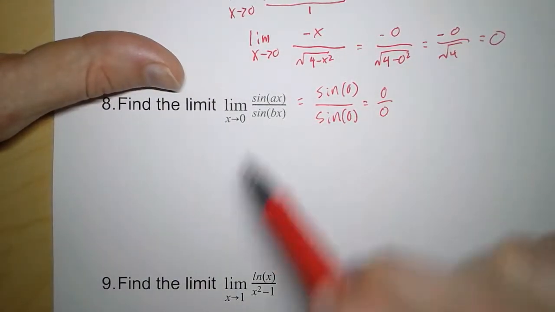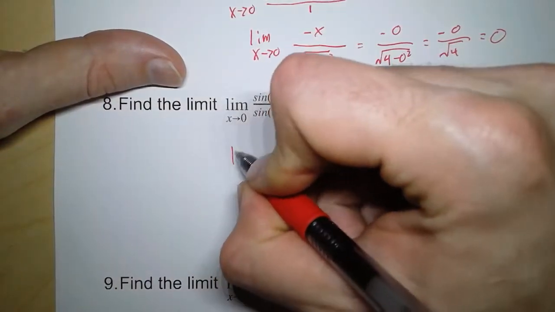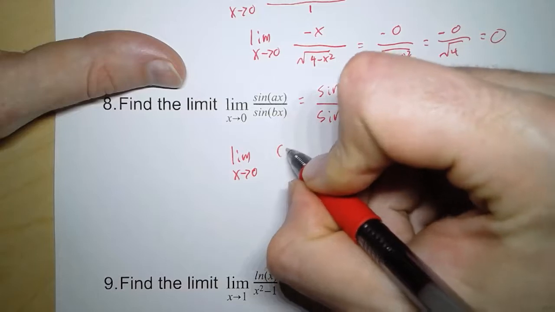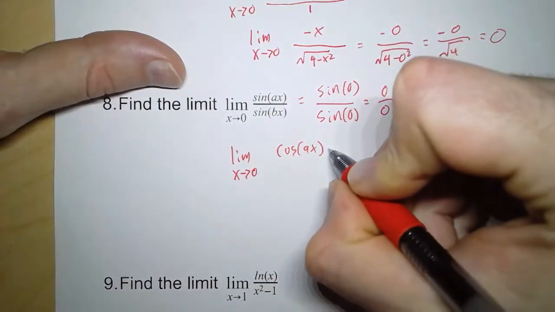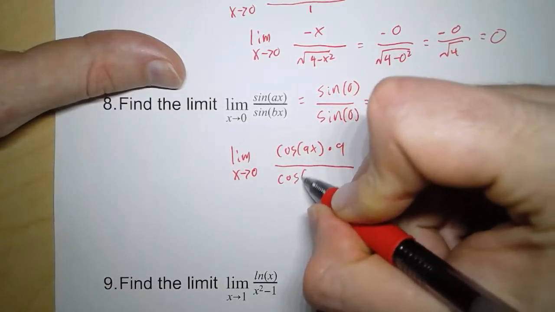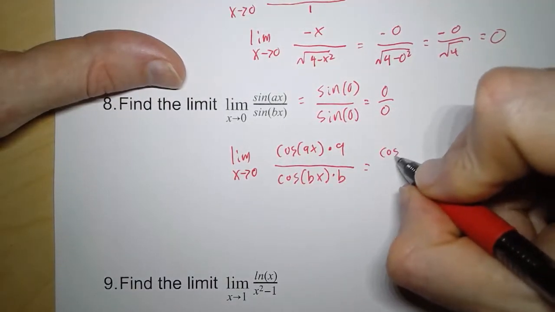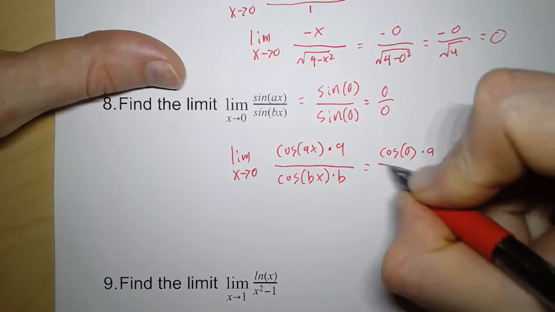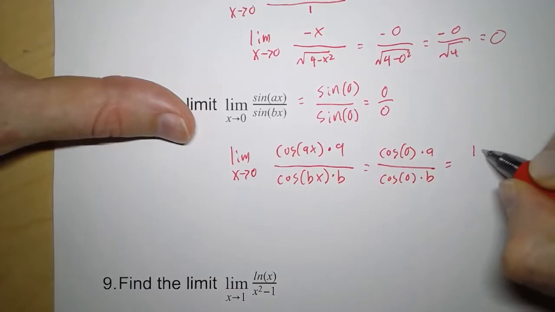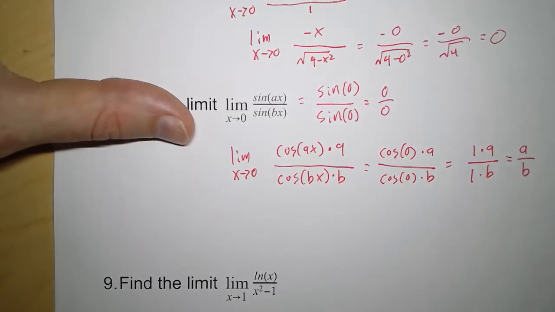So L'Hopital's rule says we take the derivative, and both of these are going to involve chain rule because we have something other than x on the inside. So the derivative of the outside is cosine of ax times the derivative of the inside, which is a. Same thing for the bottom, except that there's a b instead of an a. And so when we plug in 0, we have cosine of 0 times a over cosine of 0 times b. And the cosine of zeros are both equal to 1. So our limit here is a over b, those constants.